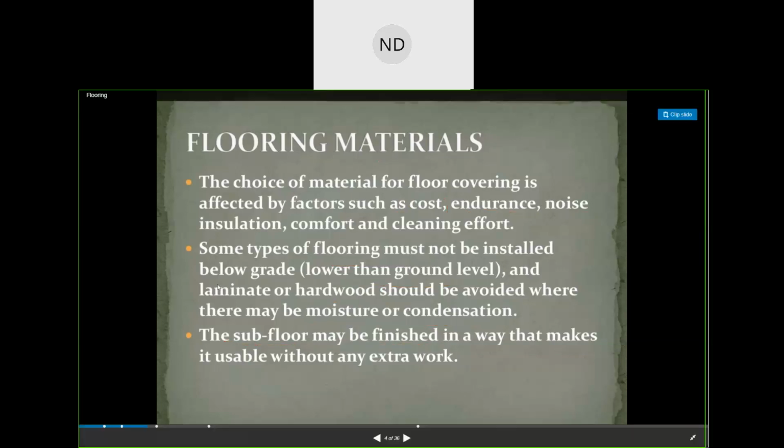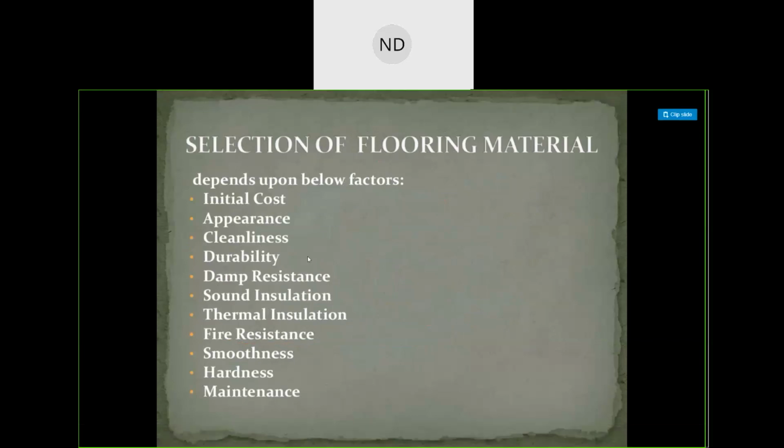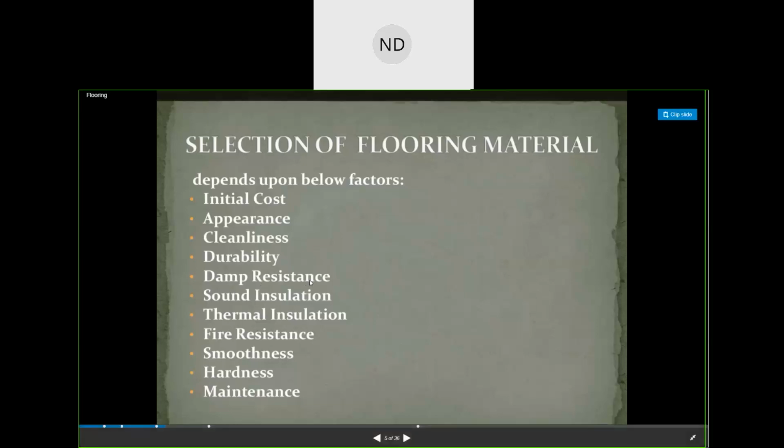Then we have this selection of flooring materials, which depends upon the below factors. It can be initial cost, like we already discussed, appearance, cleanliness, and durability, how durable you want it, whether your floor is for an industry purpose or for a home purpose where no heavy equipment is used. So damp resistance also has to be kept in mind.